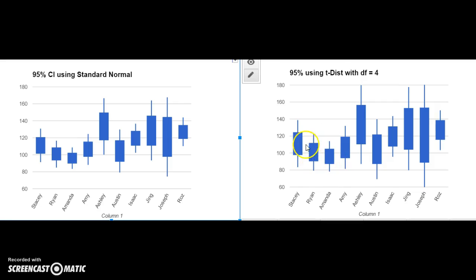But here's the one to focus on, Ryan. Over here, Ryan did not catch the population mean with his confidence interval. And here he did, because his confidence interval had expanded to go up above 120 here.